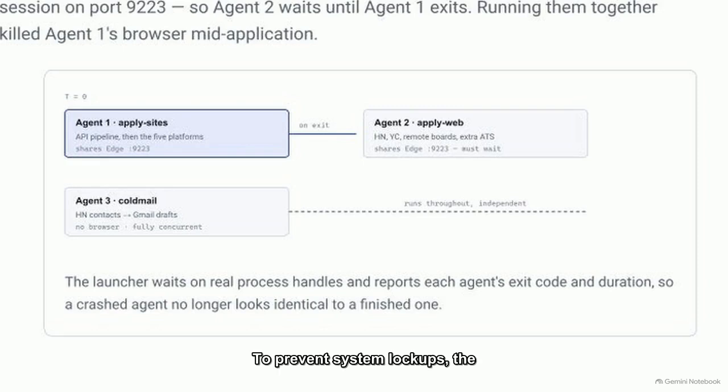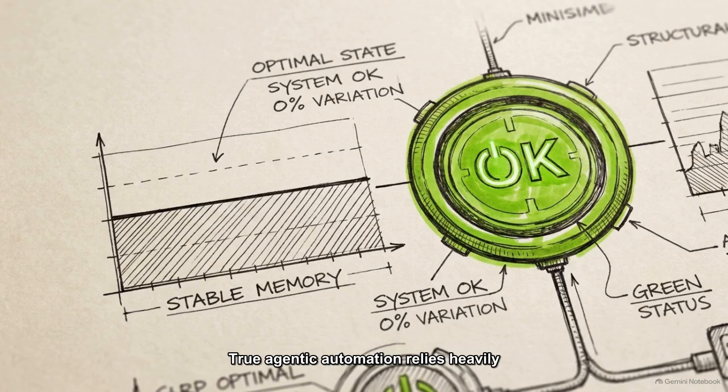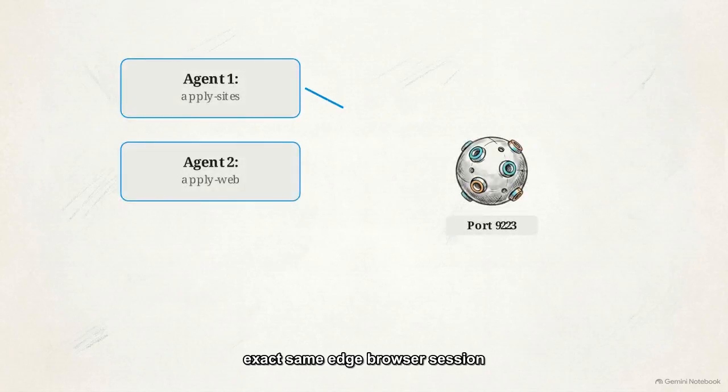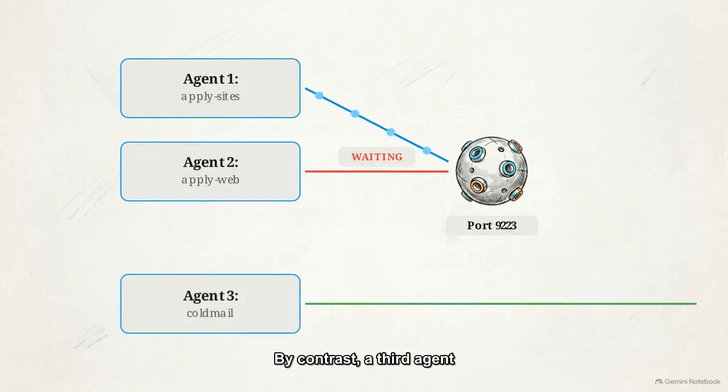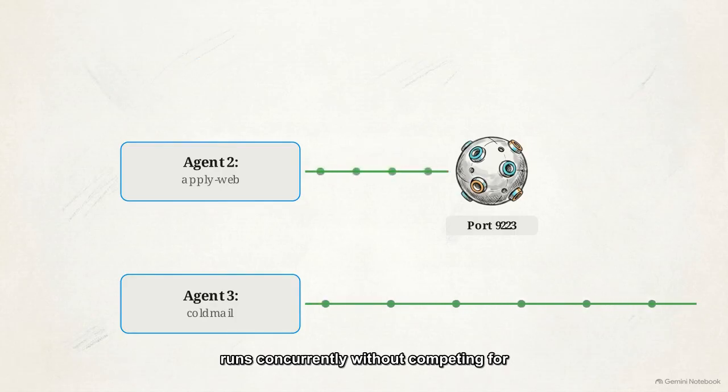To prevent system lockups, the system physically separates pure data discovery from actual browser execution. True agentic automation relies heavily on strict state management and engineering for graceful degradation. Two agents must drive the exact same Edge browser session on port 9223, forcing the second to wait until the first exits. By contrast, a third agent touches no browser at all. Because it is headless, it runs concurrently without competing for the port.